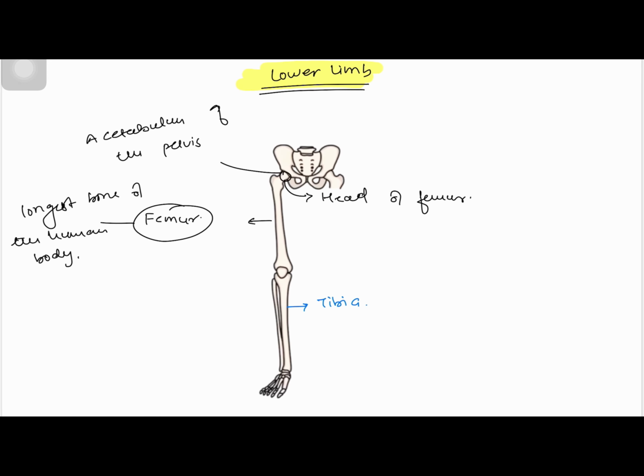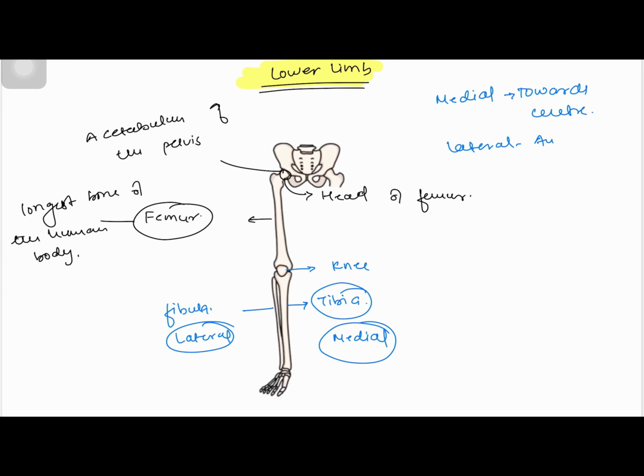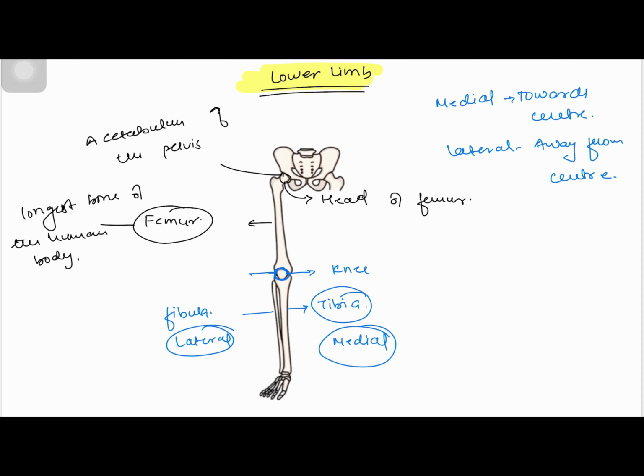This bone is called the tibia, and this is called the fibula. This is the knee. The tibia is in the medial position and the fibula is in the lateral position. What do medial and lateral mean? Medial means towards the center of the body, and lateral means away from the center. The knee is covered by the bone called the patella, also known as the kneecap.